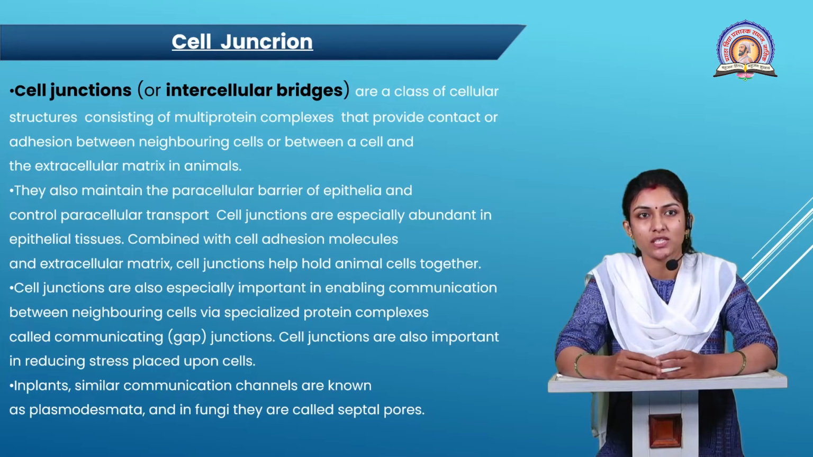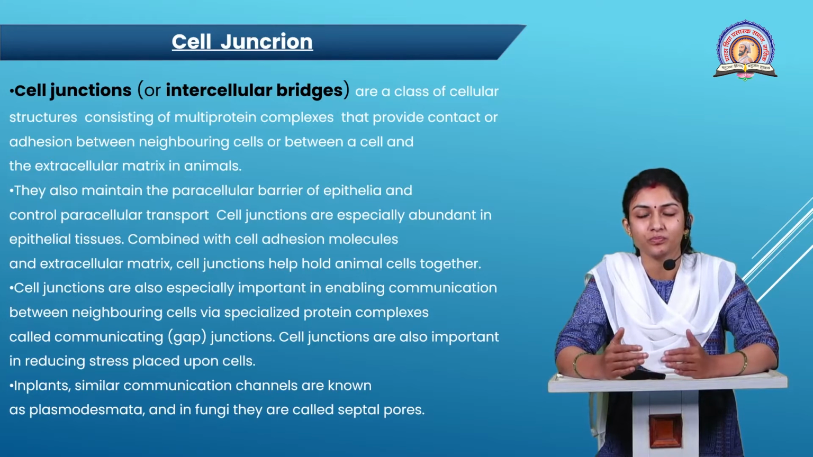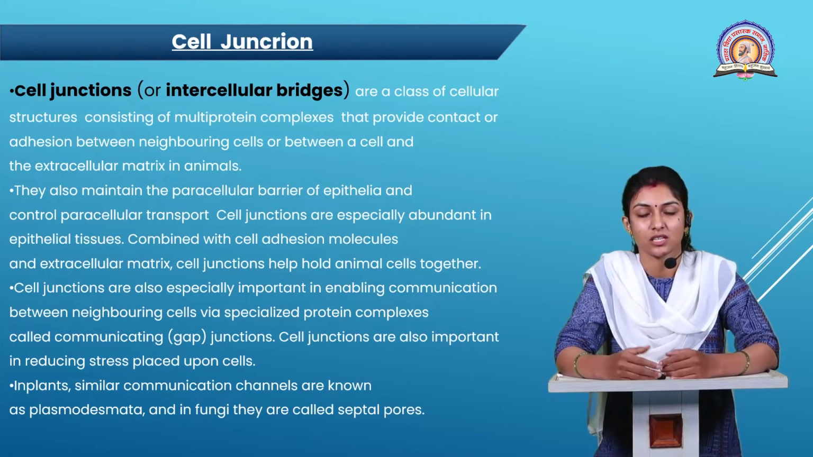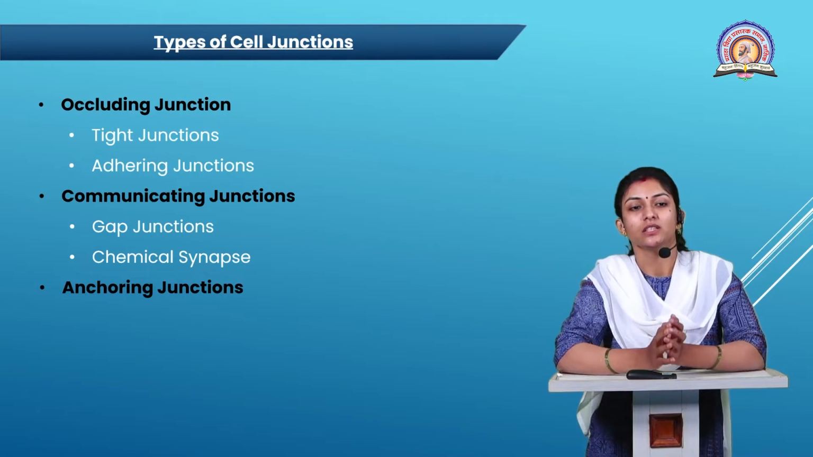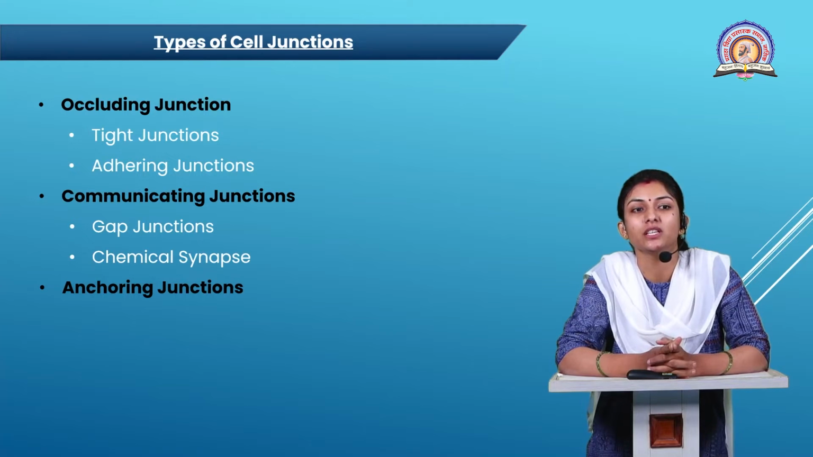These different types of junctions function in different ways. They prevent the leakage of molecules and moieties, help in the formation of bridges, and help in passing signals and nerve impulses. In nerve cells, transmembrane signals are transmitted by these junctions. Now, types of cell junction. Three types of cell junctions are there: occluding junction, communicating junction and anchoring junction.